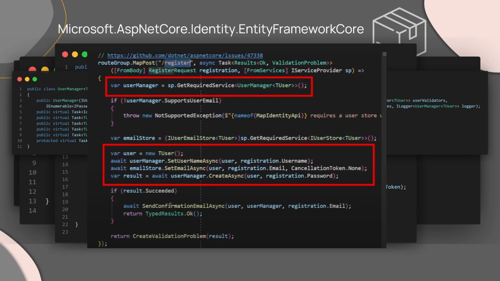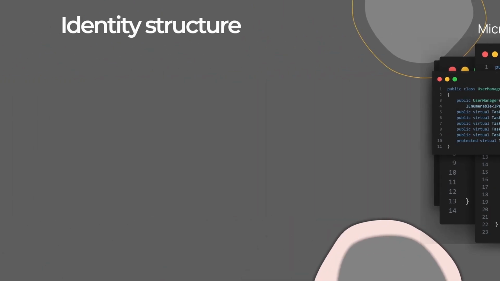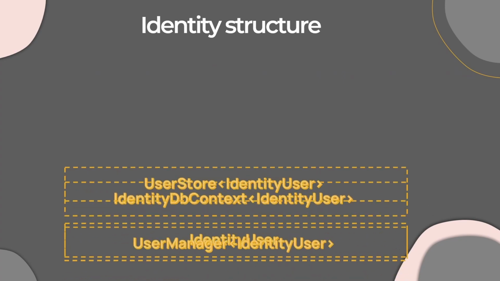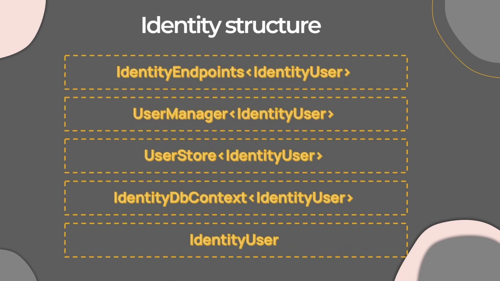So with that in mind, maybe let's take a look at the identity package hierarchy from a different perspective. On the very bottom of the hierarchy, we have the IdentityUser class. This class is going to represent the user of our application.